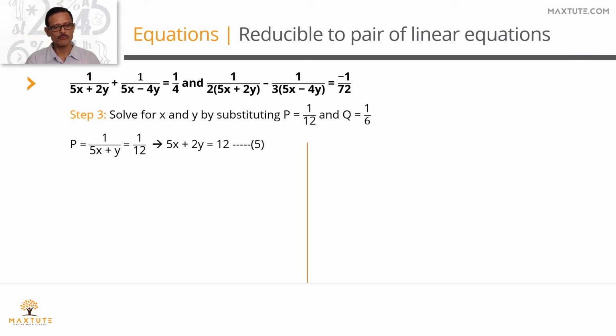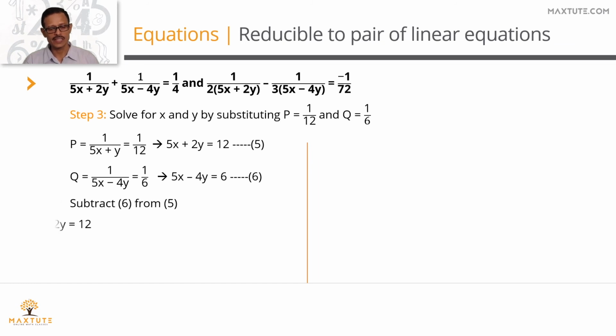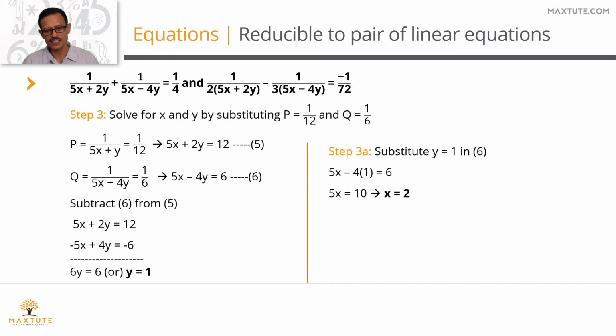We know p is equal to 1 by 5x plus 2y, which is 1 by 12. So we got the value of 5x plus 2y to be equal to 12. Fine. Now q is equal to 1 by 5x minus 4y, which is 1 by 6. So 5x minus 4y equals 6. Subtract equation 6 from 5. We'll get the value of y to be equal to 1. Substitute it in equation 5 or 6. Get the value of x to be equal to 2.